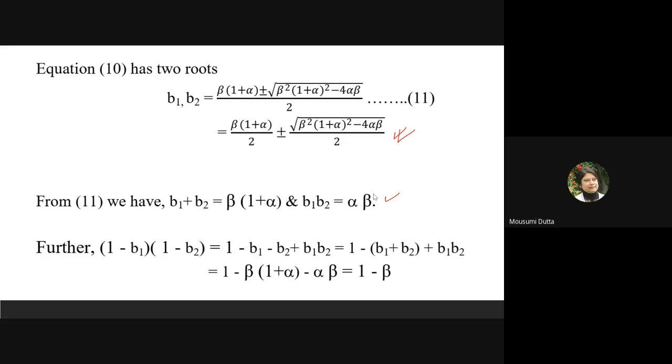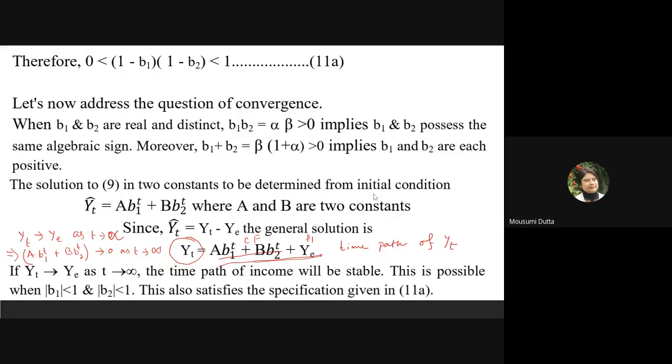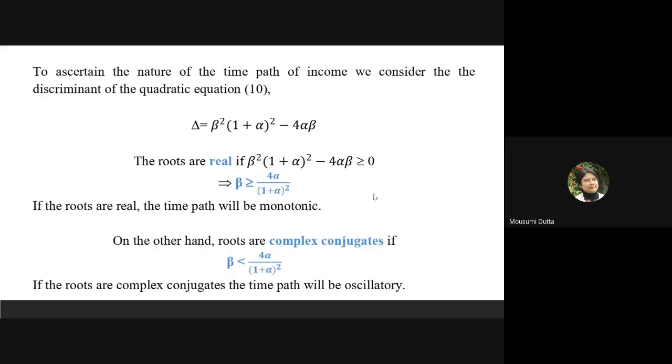So b1 greater than 0, b2 less than 0, all these things are not possible because you need to satisfy all these conditions too. And already we found that b1 into b2, that is alpha beta, is greater than 0, and b1 plus b2 is also greater than 0, and from there we have derived the stability condition. So simultaneously we have to understand the nature of both the roots. Here we will not be able to consider one is positive, one is negative.